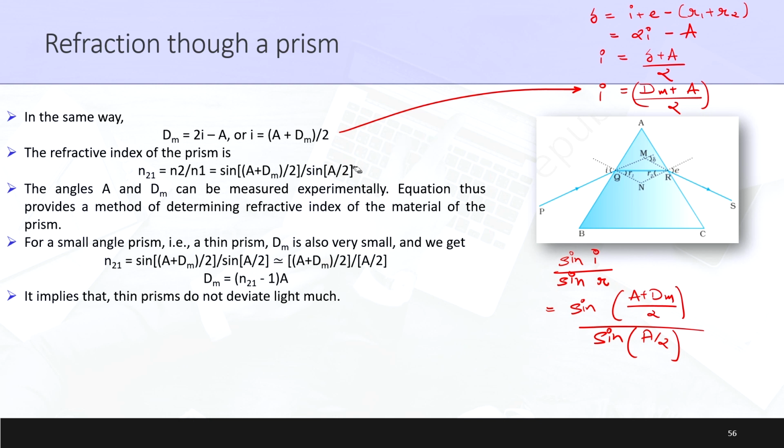Okay, let us move on. So, the angles A and Dm can be measured experimentally. This equation thus provides a method of determining the refractive index of the material of the prism. So, these were just the formulations. The angles A and Dm can be measured experimentally, quite evident. So, basically you know this, and you know this, hence you can find out the value of the refractive index of the prism. For a small angle prism, that is a thin prism, Dm is also very small.